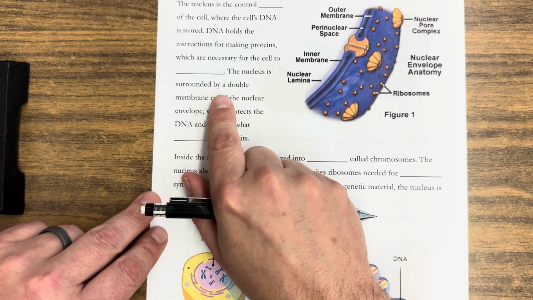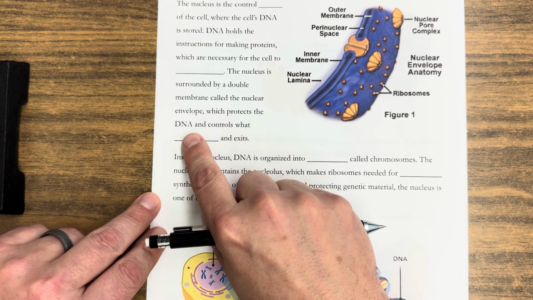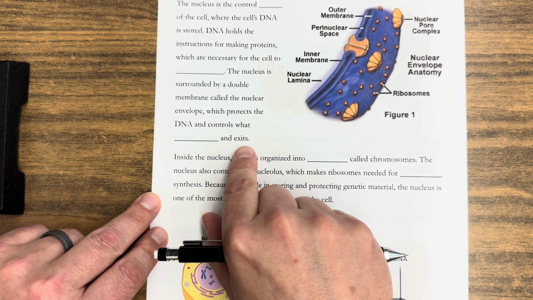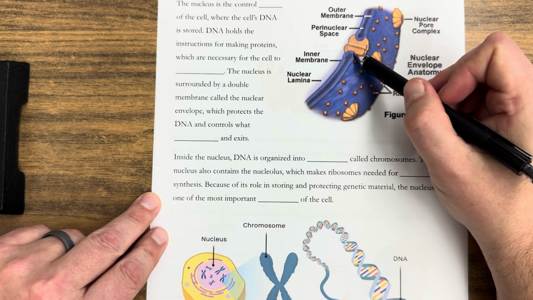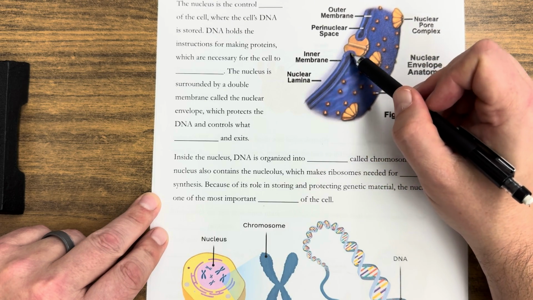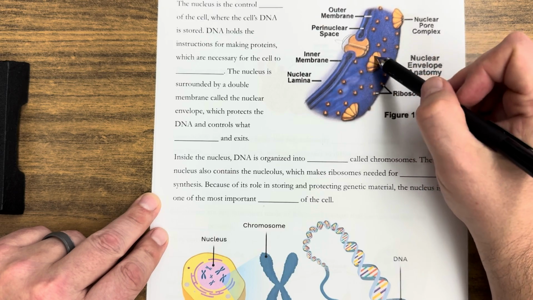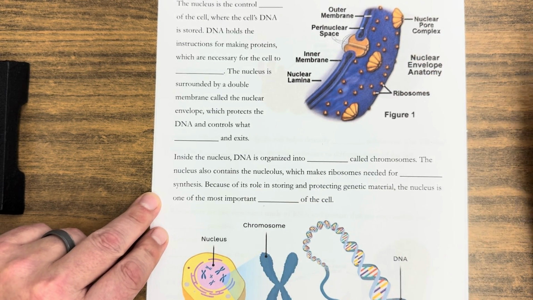The nucleus is surrounded by a double membrane called the nuclear envelope, which protects the DNA and controls what enters and exits. So here's the double membrane. You have one side wraps around two sides. That's the double membrane. And then there's channels or pores that allow certain things to go into and out of the nucleus.